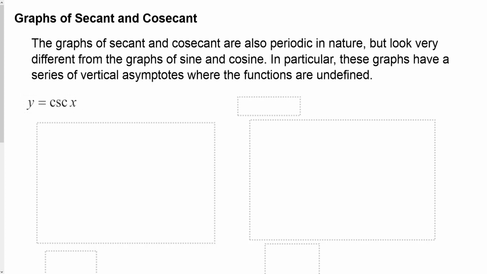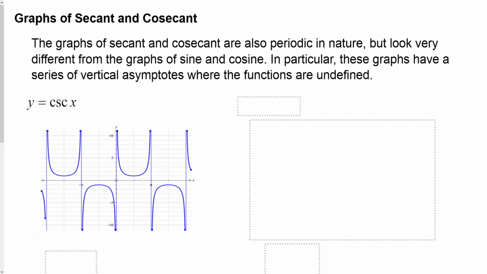For instance, let's look at the graph of y equals cosecant x. This doesn't look much at all like the graph of sine, but there are similarities. For instance, if you'll notice, cosecant has a series of vertical asymptotes. And these asymptotes are occurring at multiples of pi.